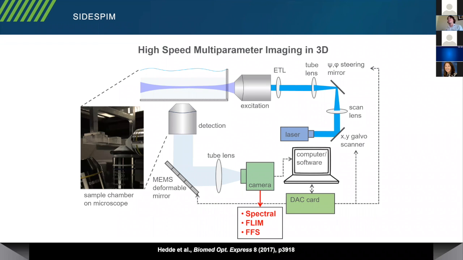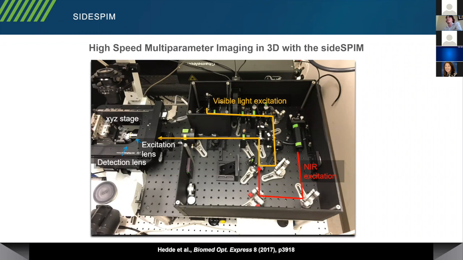Of course, we have our own concept for this approach, which we call the SideSPIN, because as you can see in the picture here on the left, we have this custom sample imaging chamber where we deposit our sample, and then we detect from the bottom, and we generate the light sheet from the side through this cover glass at a 90-degree angle. Our setup has multiple sources of excitation, and we can do spectral, lifetime and FFS imaging, and I'll focus on the spectral imaging for the second part of my talk.